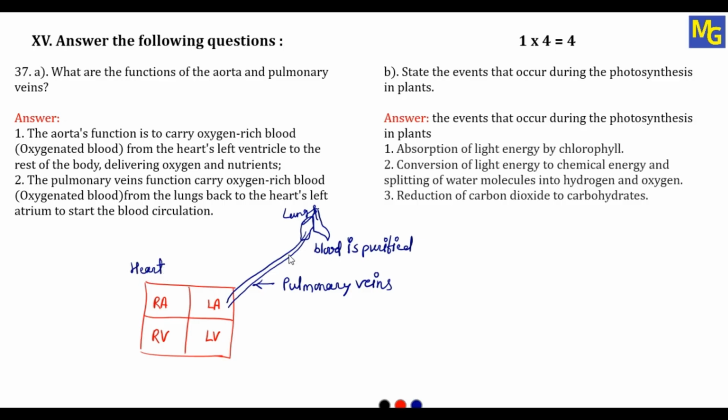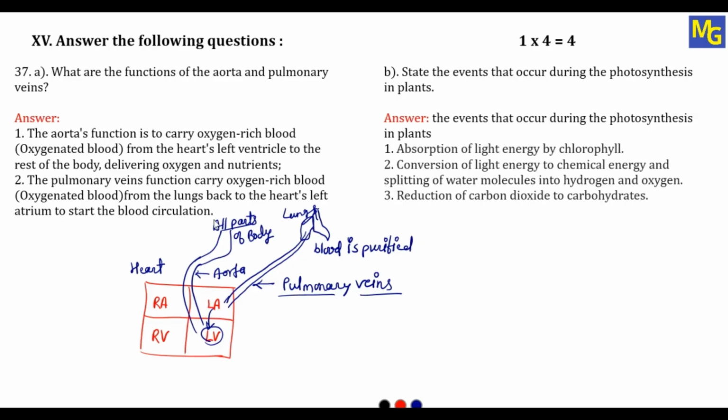Now see. So this is the second answer, that is oxygenated blood from lungs to heart will be carried by pulmonary veins. Now once the oxygenated blood comes to left atrium, it goes to left ventricle, and from left ventricle it will be forced and passed to this aorta. So this is our aorta, and this aorta will take this blood to all parts of the body. So I'll write here all parts of body. So see, aorta carries oxygenated blood from left ventricle to all parts of the body, and pulmonary vein carries oxygenated blood from lungs to left atrium.